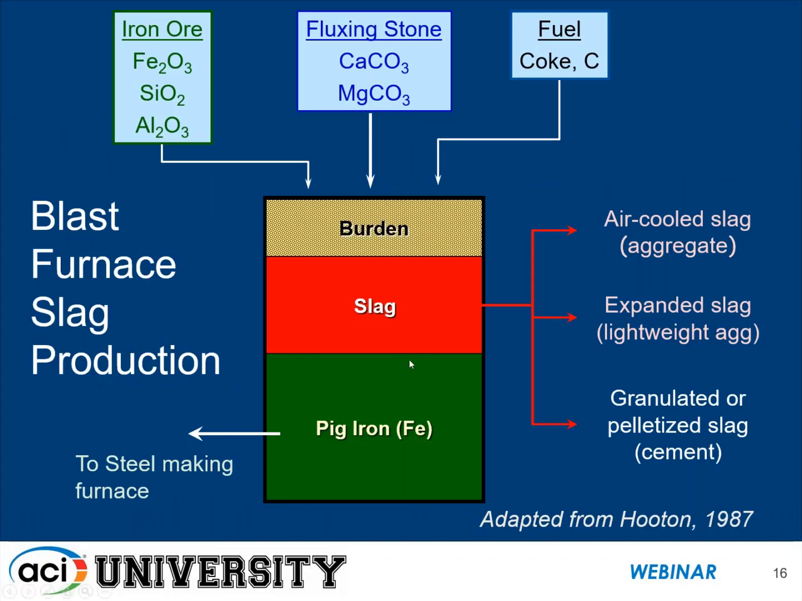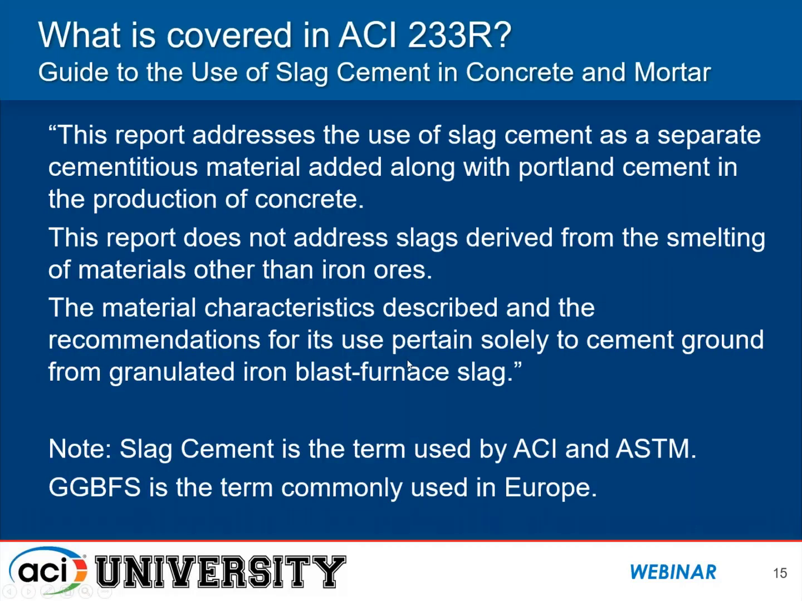The term used in ACI, so I'll go back briefly, is slag cement. It's also used in ASTM. In large parts of the world, ground granulated blast furnace slag is called GGBFS. So it's the same material, but here in North America it's been coined slag cement because it is somewhat cementitious on its own, although it's not typically strong enough on its own to be used without some Portland cement.